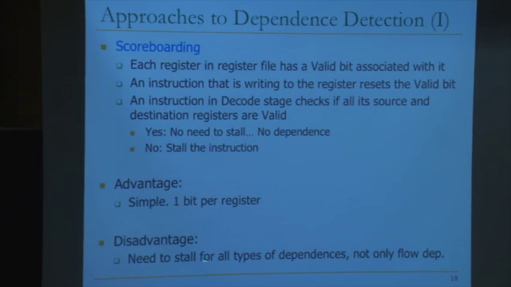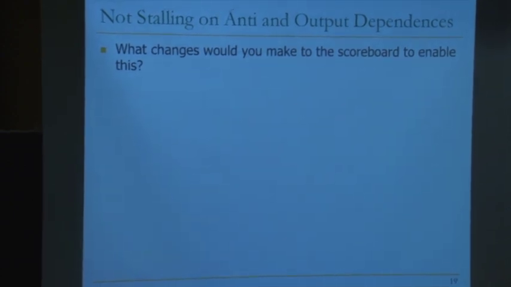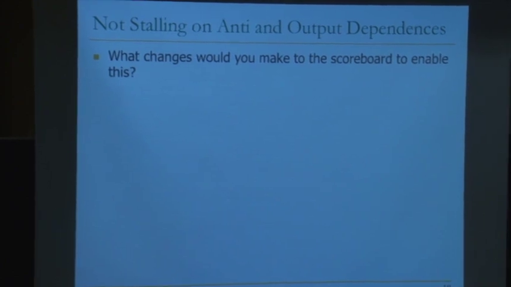Well, now you need to stall for all types of dependencies, at least the way we designed this, right? I told you that an instruction decode stage checks if all of its source and destination registers are valid. But we really want to stall for read after write dependencies, the true dependencies. But now we're stalling for write after write and write after read dependencies also. So what changes would you make to the scoreboard to enable not stalling on anti and output dependencies, or write after write, or write after read dependencies?